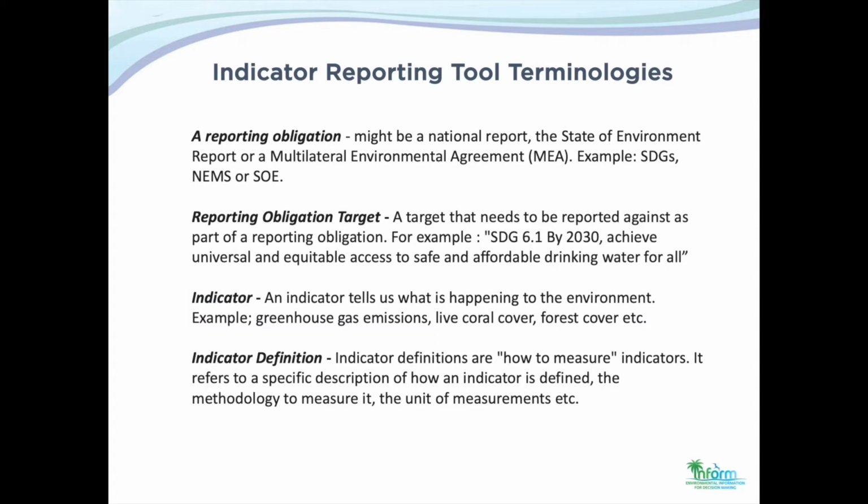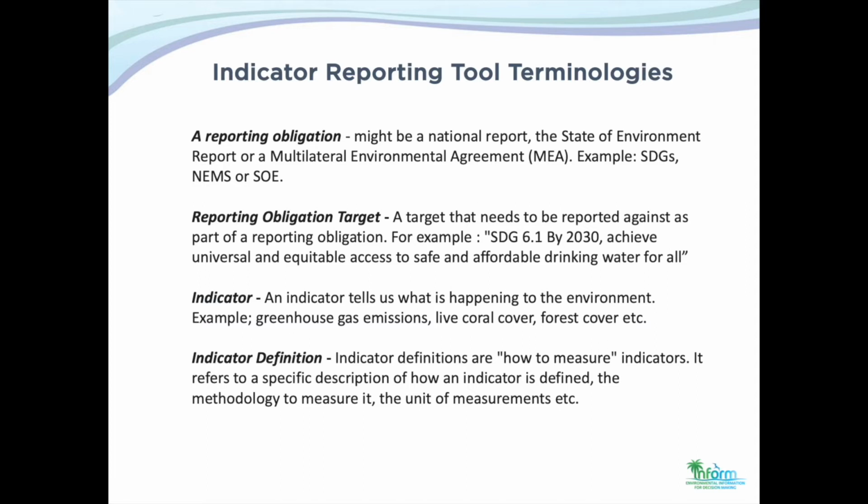Before we go into details, it is important that you understand the different terminologies used. 1. Reporting obligation. A reporting obligation might be a national report, the State of Environment report, or a multilateral environmental agreement. These are requirements to provide information agreed between countries and international bodies or international conventions. Reporting obligations provide the basis for most environmental information flows. They can have a national, regional, or international scope. For example, Sustainable Development Goals, National Environment Management Strategy, and the State of Environment Report, etc.